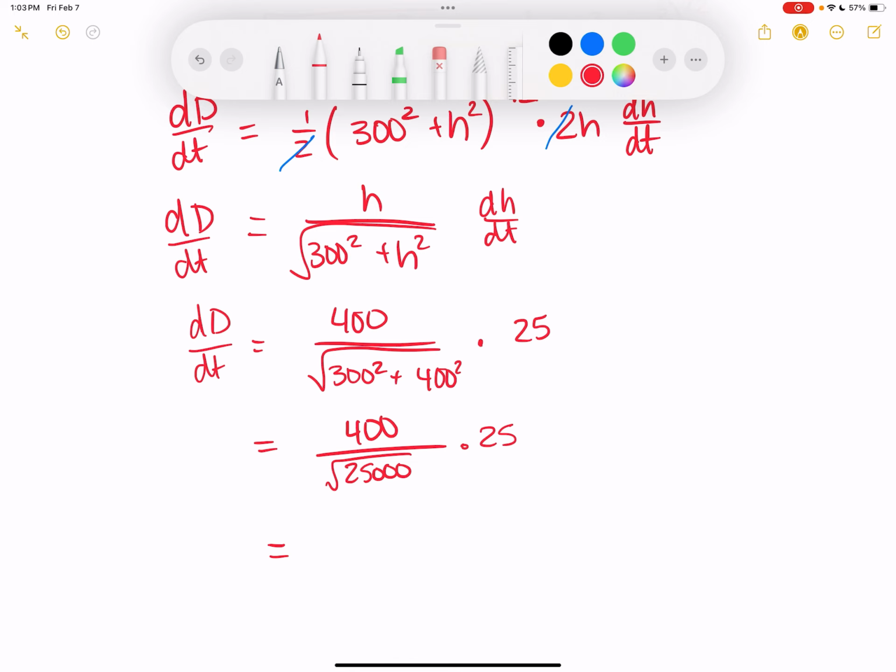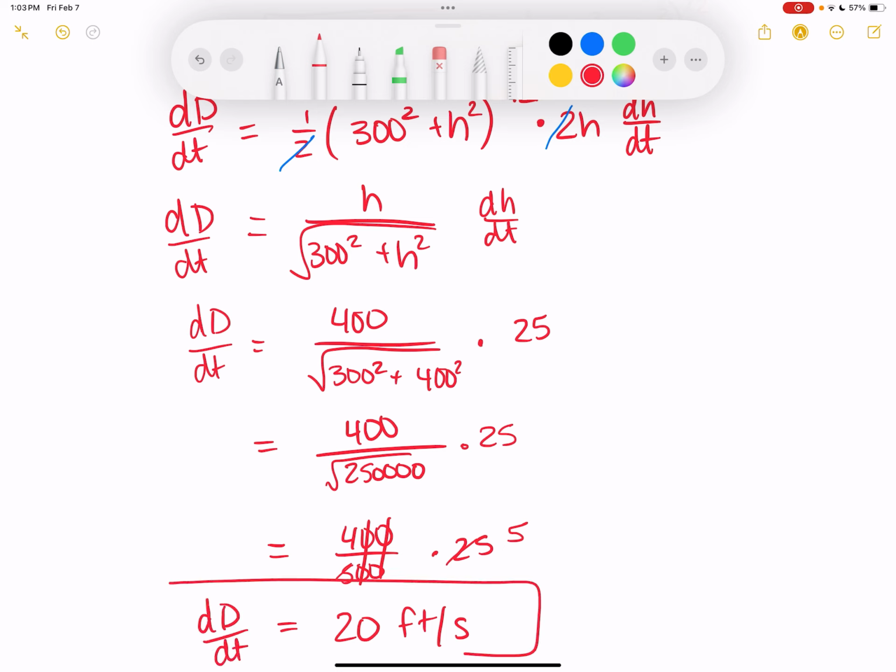But I already know what this number is supposed to be. 90,000 plus, I guess, 160,000. I think I'm missing a zero also. I think it's 250,000. Yeah. Which would be 400 over 500 times 25. 5 and 25 reduced to 5 times 4 is 20 feet per second. Is dh dt.